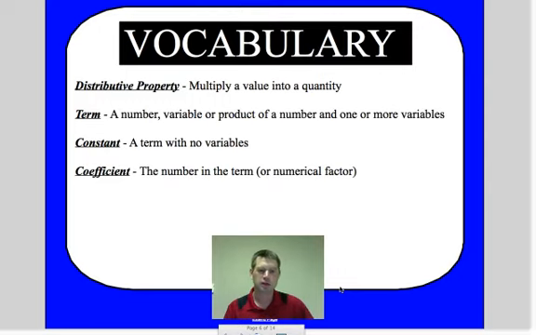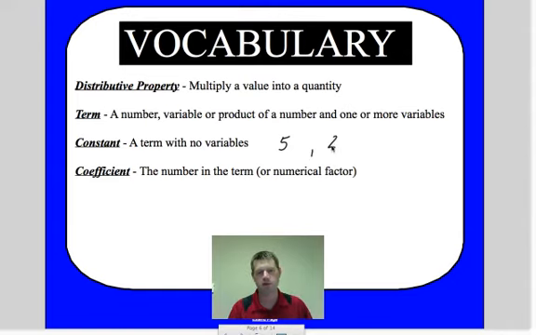Okay, so the next thing we need to know is what these other words are, vocabulary. Constant's the next one. A constant is a term with no variables. So like we used 5 earlier, 5 would be a constant. It never changes. It's always going to be the same. Okay, like x could be different values, so therefore x is not a constant. Constants are just numbers, so like 2.